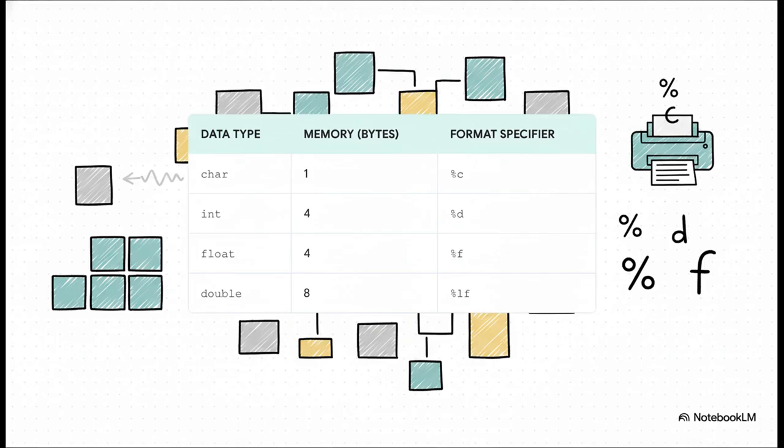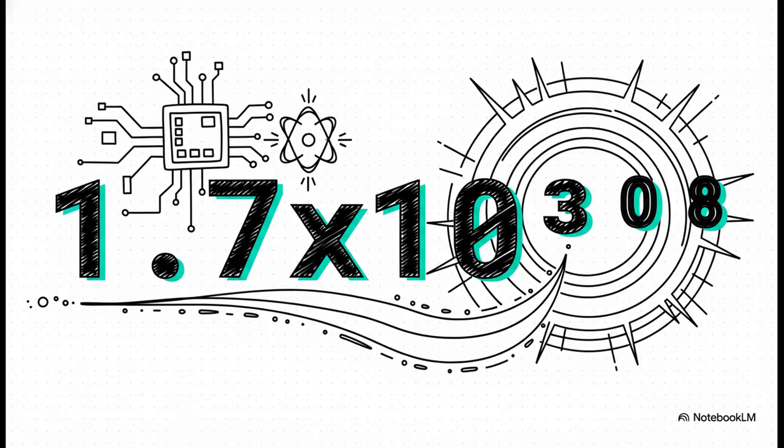Oh, and see that last column? That format specifier? That's just the special code you need to use when you want to actually print one of these variables to the screen. And to really put that range thing into perspective, look at this number. That is roughly the biggest number you can possibly cram into a double. That is a 1.7 followed by, get this, 308 zeros. That's just mind-boggling. And that's the kind of power you get from just 8 little bytes of memory.